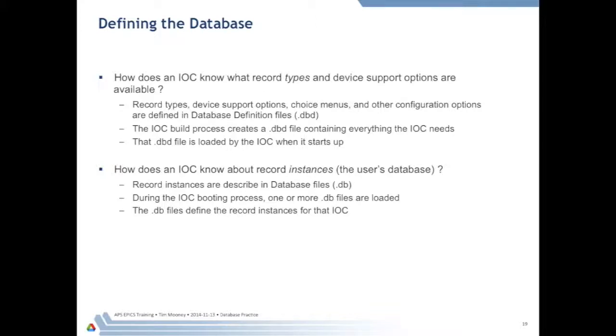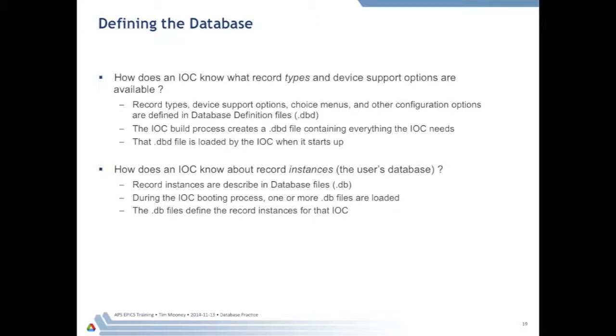So how does an IOC know about record instances? You might have a couple of analog output records, right? There's an analog output record type, which is in here, and then there are a whole bunch of instances of analog output records that are in use in databases, and you'll find those in database files, and you write these things that you load. So during the IOC boot, one or more, or maybe tens or hundreds of database files will be loaded. And the database files define the record instances, but they don't have to define anything that's already been defined about the record in the database definition file. So in particular, all of the default values don't have to be defined because they're already in the DBD file.